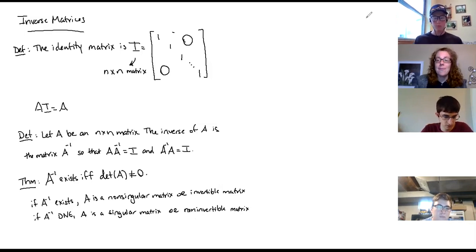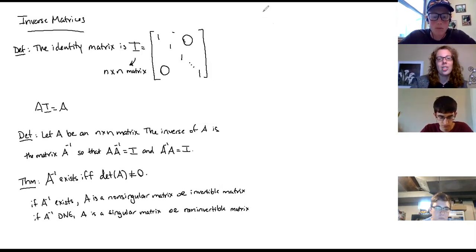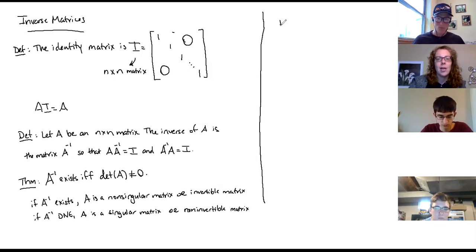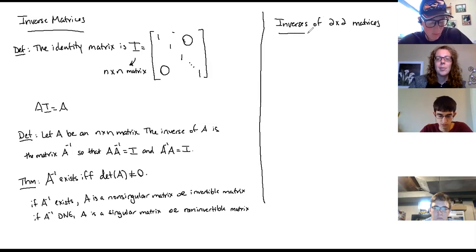Okay, if A is a 2 by 2 matrix, then we have a really nice formula for finding A inverse. Bigger ones, not so much, but 2 by 2 matrices are really easy to find the inverse of. So, inverses of 2 by 2 matrices. This is absolutely something that you might want to put on your cheat sheet.